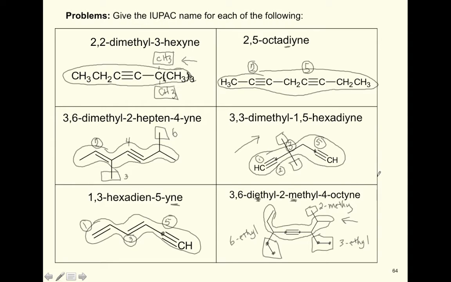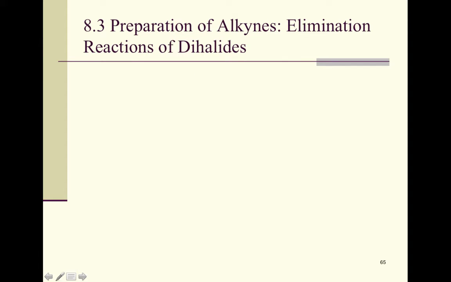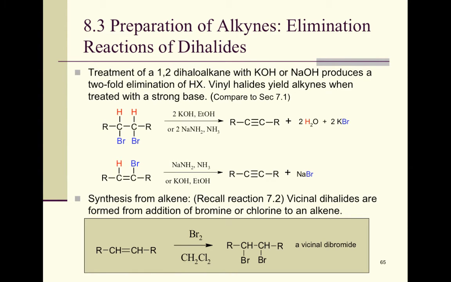3,6-diethyl, 2-methyl, 4-octyne. Preparation of alkynes, elimination reactions of dihalides. The treatment of a 1,2-dihaloalkane with potassium hydroxide or sodium hydroxide produces a twofold elimination of HX. Vinyl halides yield alkynes when treated with a strong base.